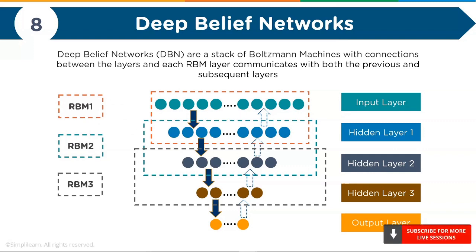DBNs are graphical models that learn to extract a deep hierarchical representation of the training data. It produces all possible values which can be generated for the case at hand. Deep belief networks can be used for image recognition, video recognition, and motion capture data. Motion capture data involves tracking the movement of objects or people using deep belief networks.